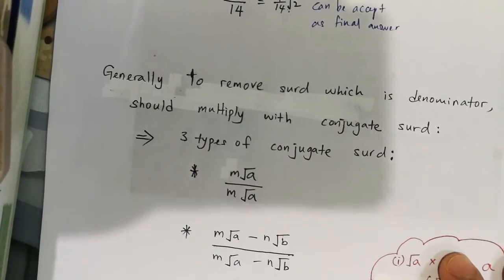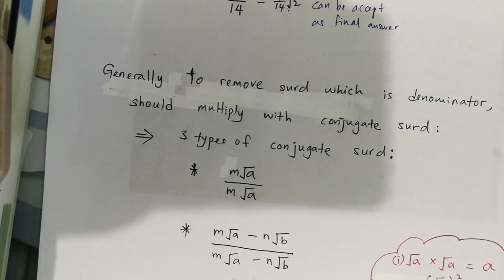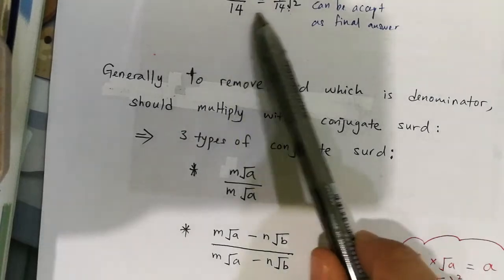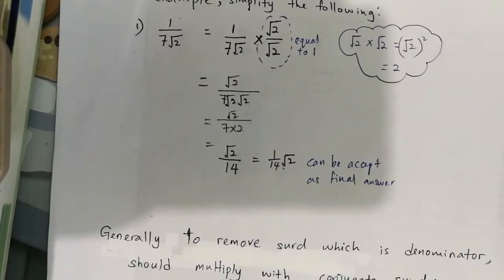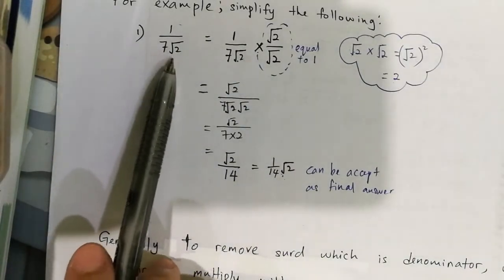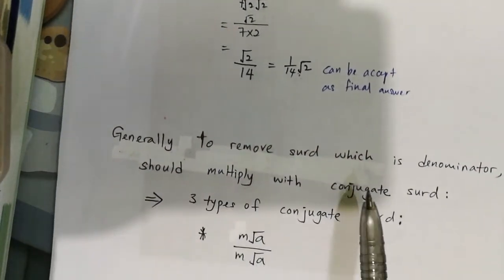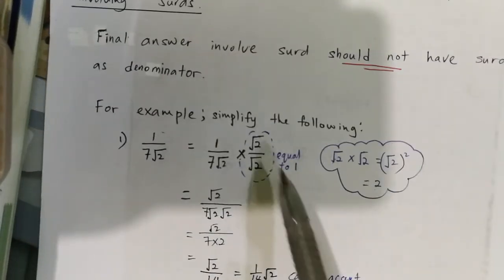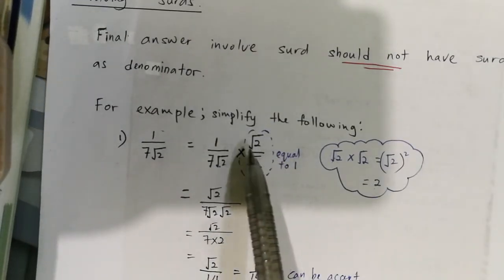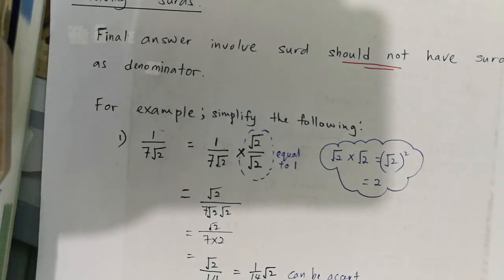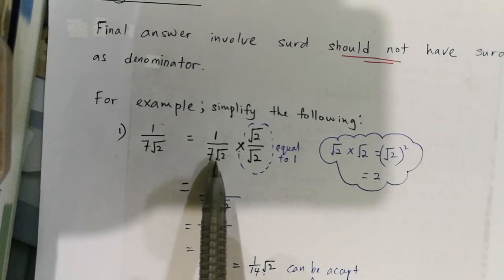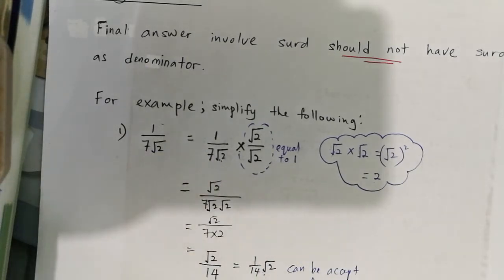Generally, if I want to remove my surd number which is a denominator, denominator means this, so the surd as denominator, what can I do? I should multiply with the conjugate surd. So the conjugate surd is something like this. This thing is called the conjugate surd. Actually the conjugate surd, you have to refer to the question or refer to the numbers that you want to simplify.